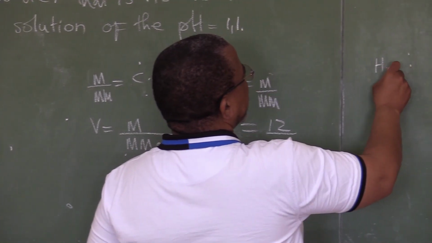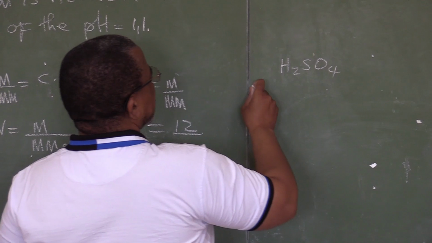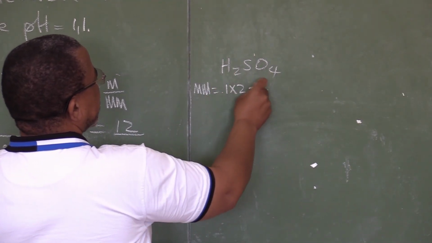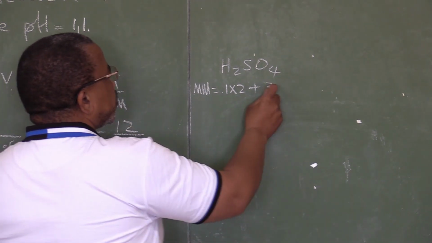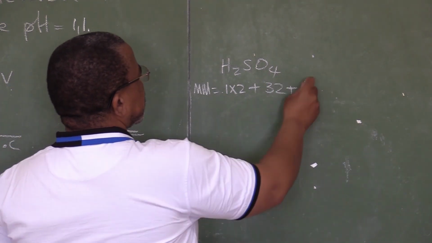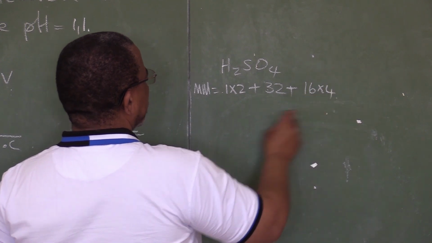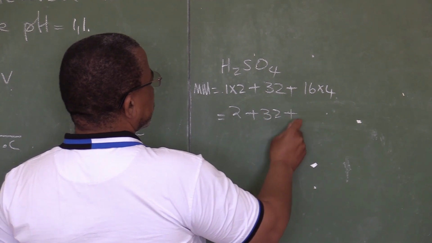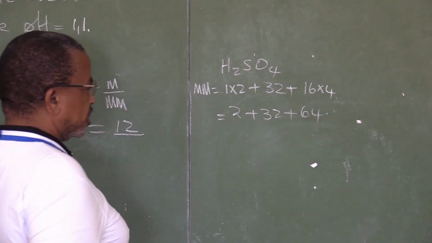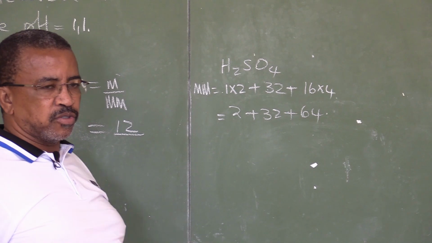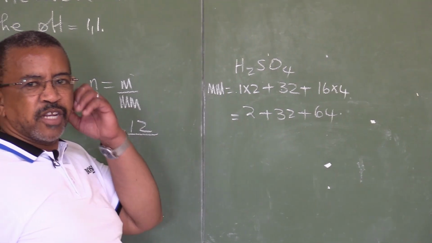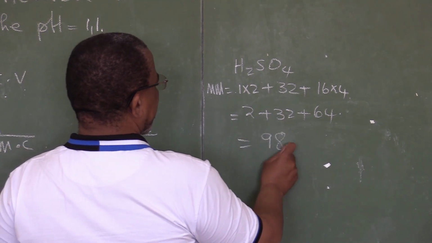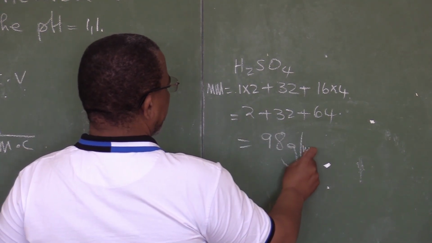But let us do it, don't be careless. Molar mass: hydrogen is 1, there are two. Sulfur is 32. Oxygen 16, there are 4. 1 times 2 is 2, plus 32, plus 64. So 2 plus 32 is 34. 34 plus 64 is 98. 98 grams per mole.